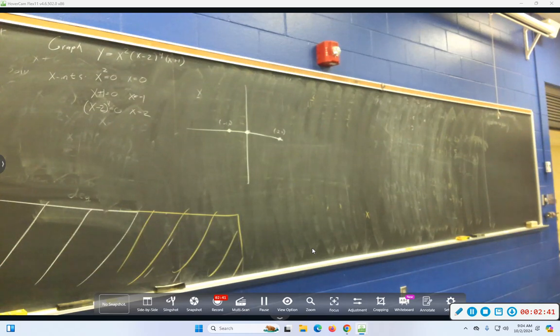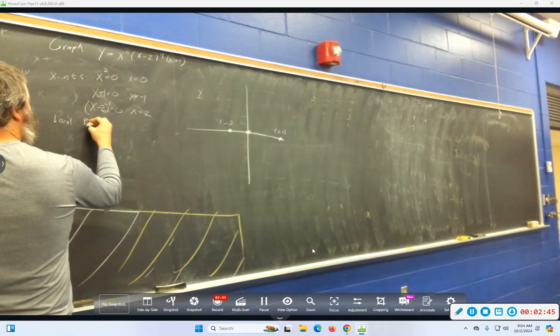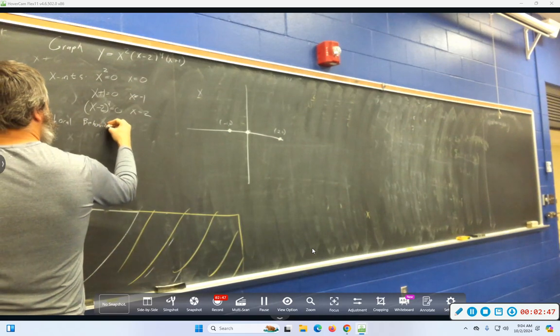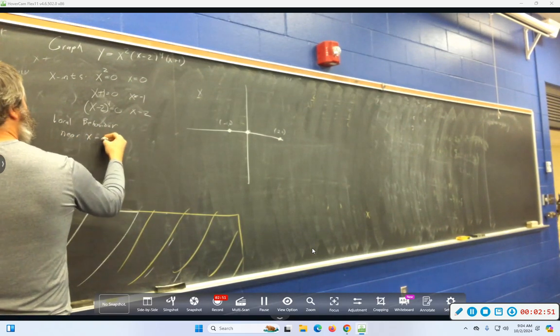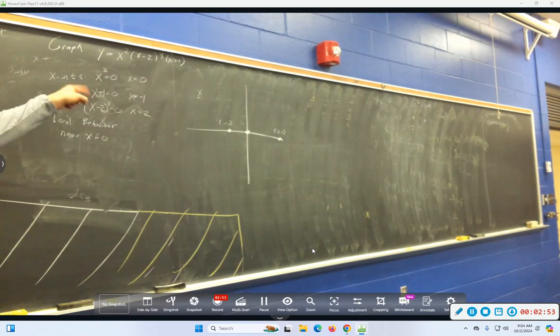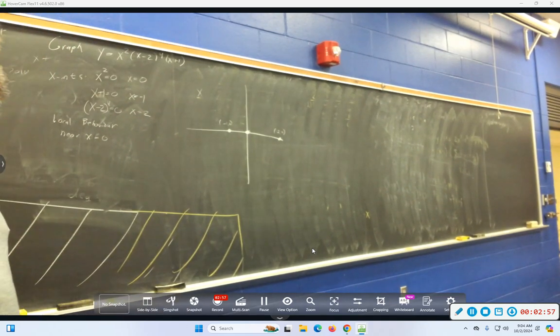Local behavior. So let's go through the list. I'll do it in the same order that they're stacked vertically. Close to x equals 0, let's see what happens. So how do you figure out local behavior? You need to remember the actual factor that corresponds to that root.